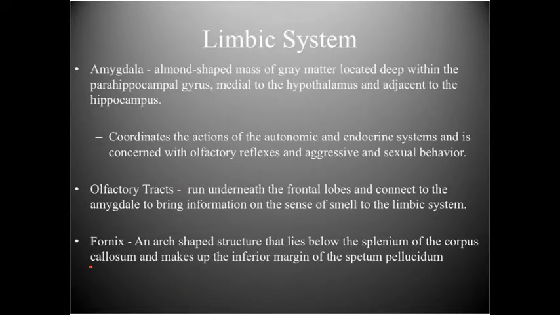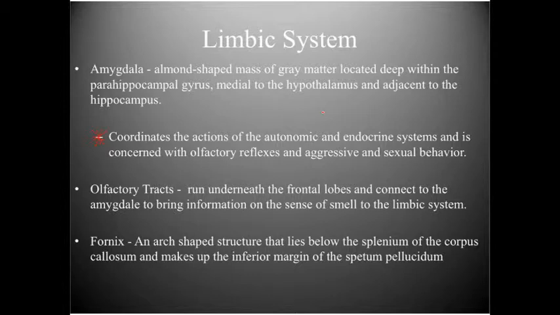The amygdala is an almond-shaped mass of gray matter located deep within the parahippocampal gyrus, medial to the hypothalamus, and adjacent to the hippocampus. It coordinates the actions of the autonomic and endocrine systems and is concerned with olfactory reflexes and aggressive and sexual behavior. So just know the function of the amygdala. Olfactory tracts run underneath the frontal lobes and connect to the amygdala to bring information on the sense of smell to the limbic system.